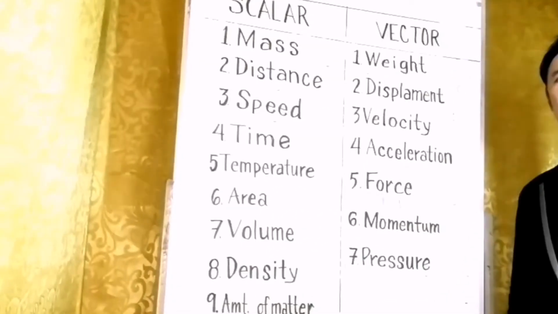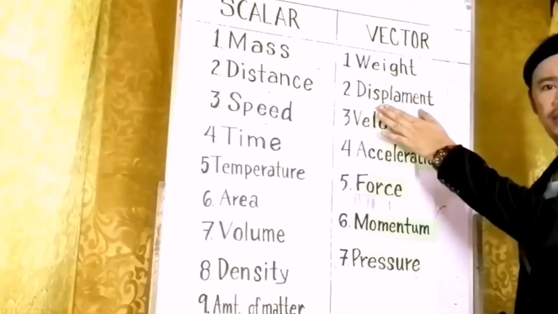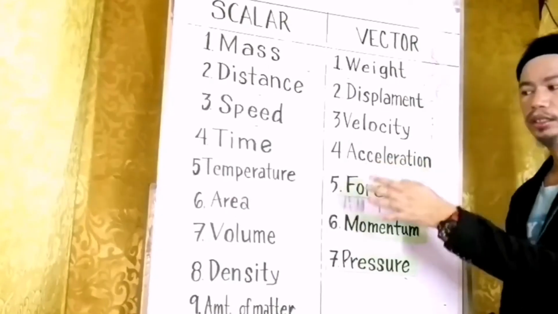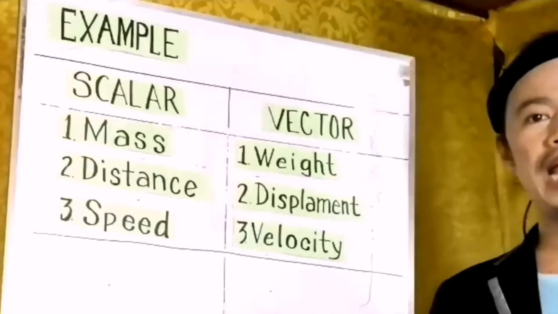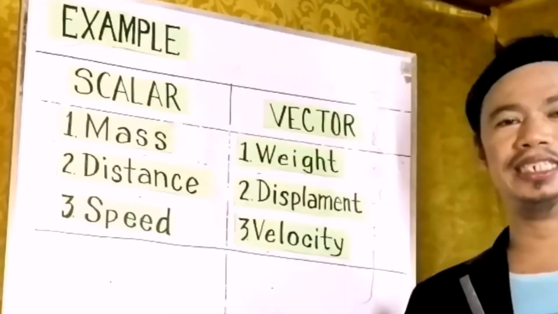Just a recap on it. So we have the weight, displacement, velocity, acceleration, force, momentum, and pressure. Now, let's differentiate scalar and vector quantity.